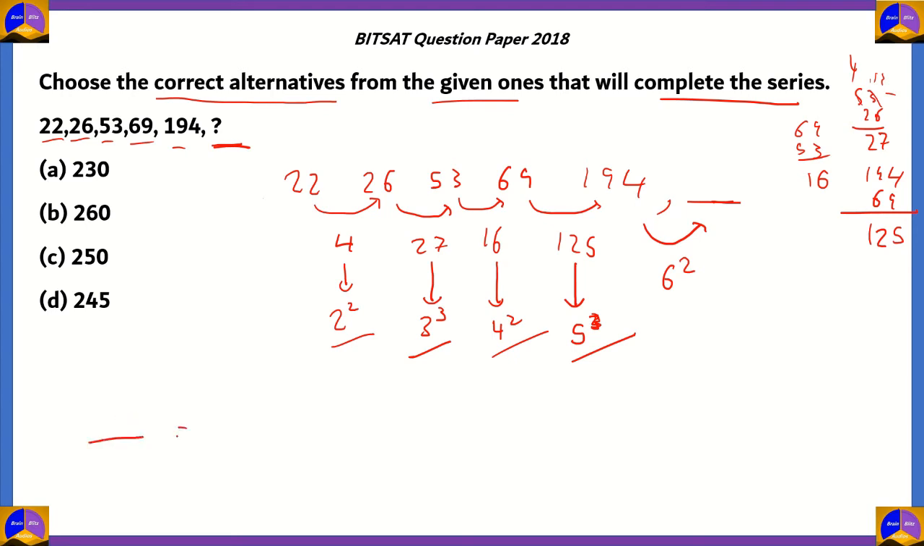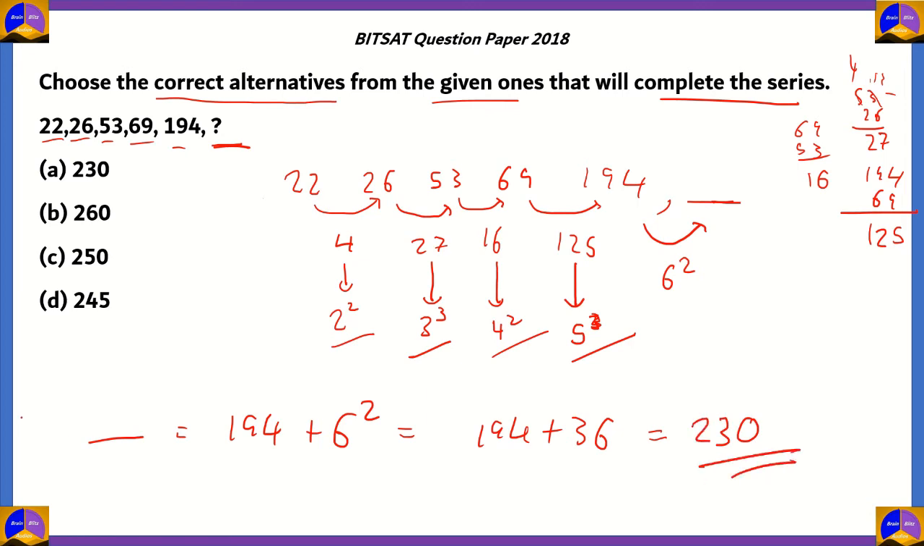So the new number is 194 plus 6 squared. So that is 194 plus 36. That is equal to 230. So therefore 230, that is option A, is the correct option for this series. So the next number that comes in the series is 194 plus 6 squared, which is 230.